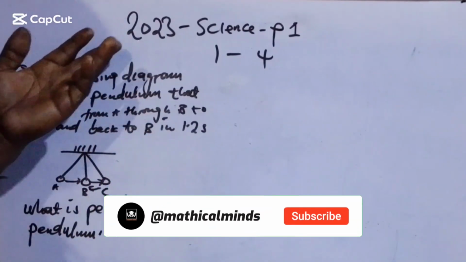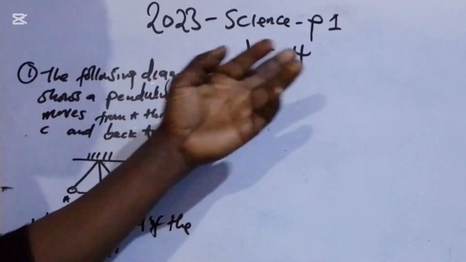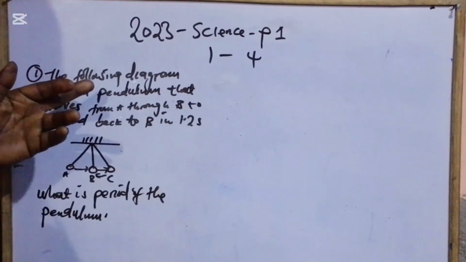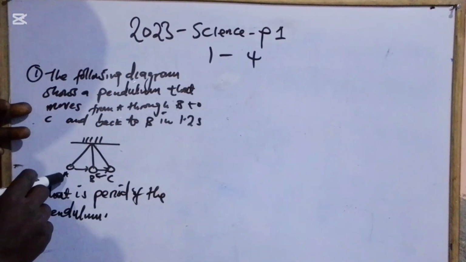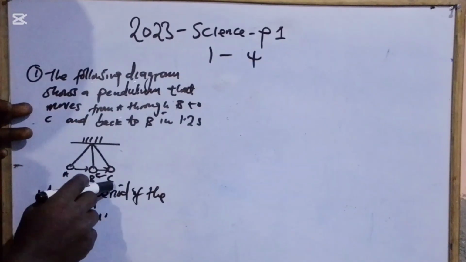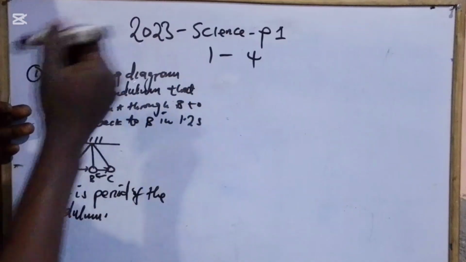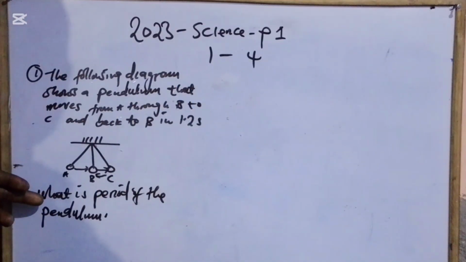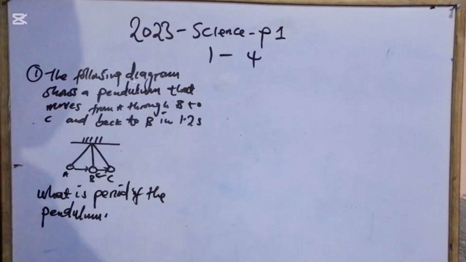Hello guys, in today's video we're looking at 2023 Science Paper 1 and we'll be answering from question 1 to question 4. Question 1 reads: the following diagram shows a pendulum that moves from A through B to C and back to B in 1.2 seconds. What is the period of the pendulum?